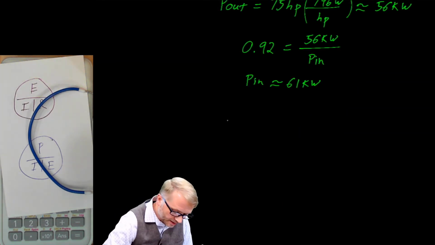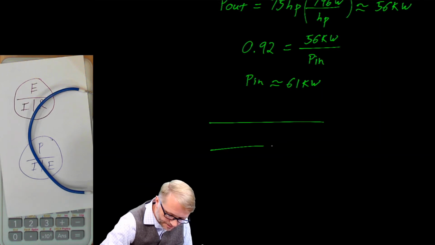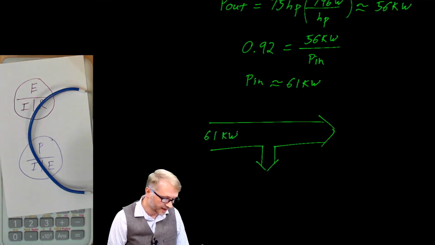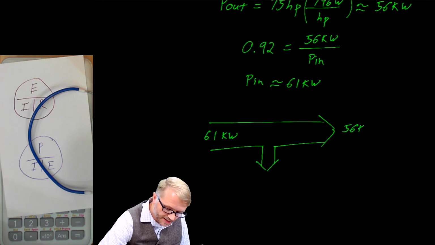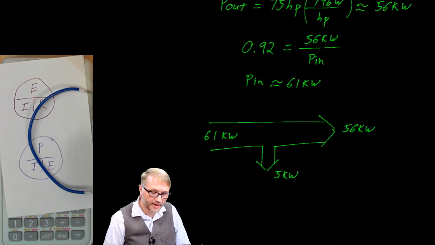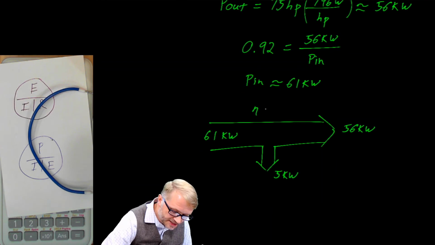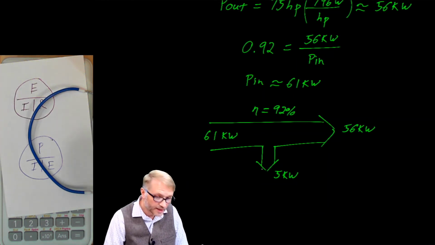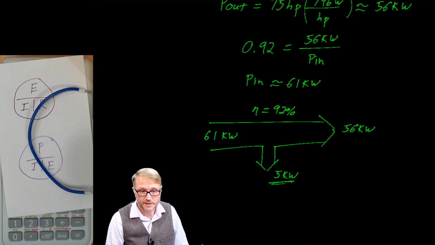If we were to plot that in a power flow diagram, it would look like this. Where we have 61 kW electrical going in, we have 56 kW going out, and we lost 5 kW along the way. Efficiency is equal to 92%. That's what that looks like. 92% of the power made it from in to out, and the 8% was lost. Just for reference, 5 kilowatts is a fair amount of power. That is equivalent to 5 space heaters that you might have in your house.